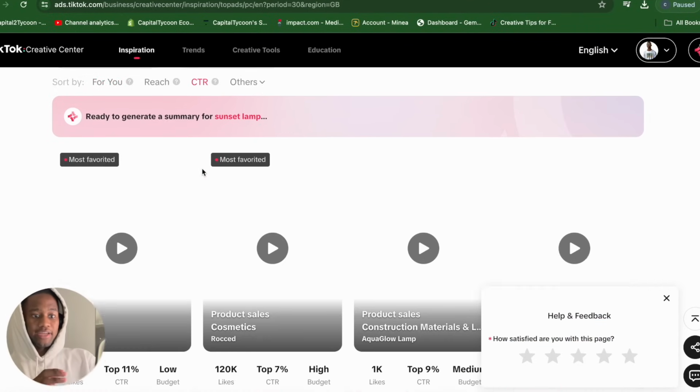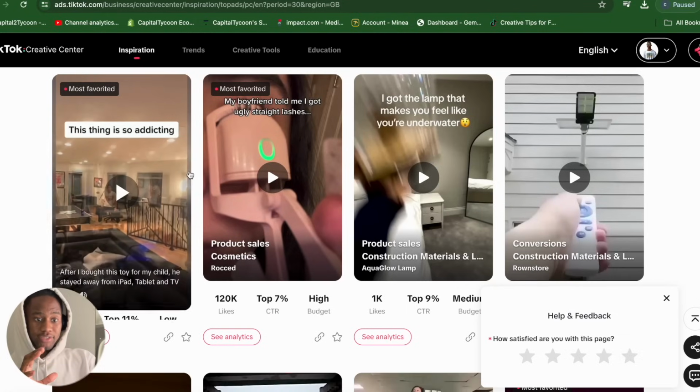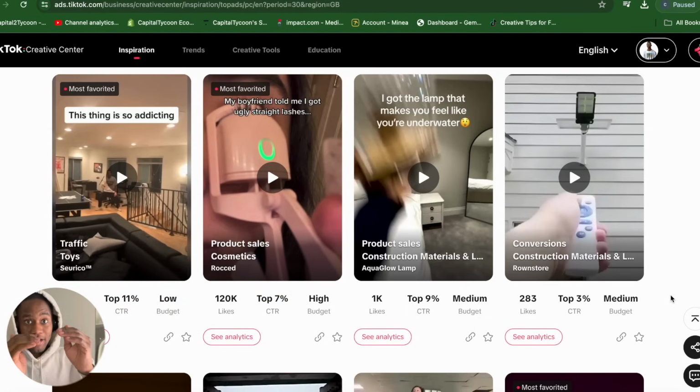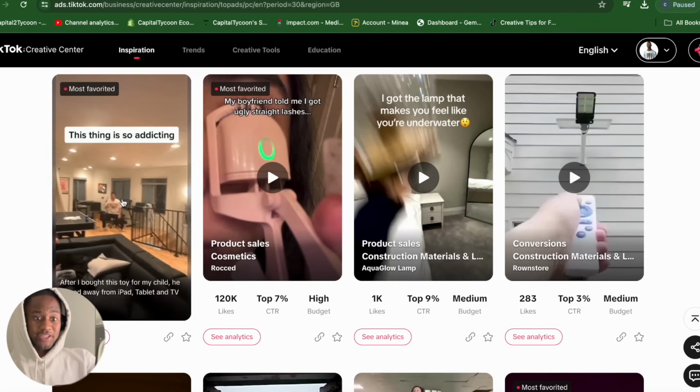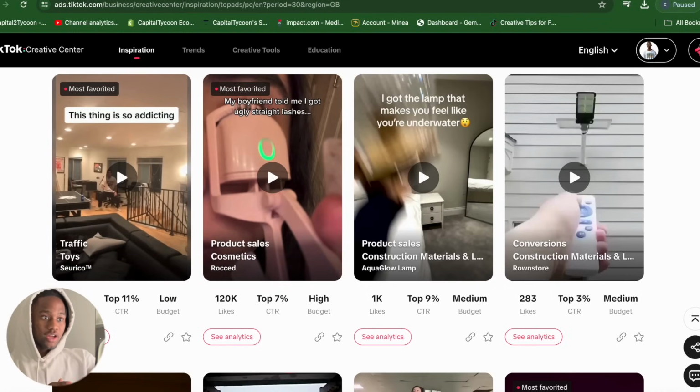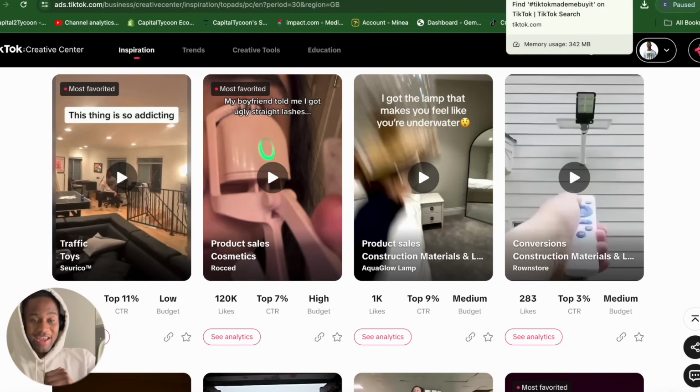And then what you're going to be seeing are literally the best performing ads, because these are the top 7%, top 11%, top 9%. This is basically the 99th percentile, the best ads on the platform. What you're going to do is find whatever ad you like from whatever product, then go to TikTok, find the exact same product, and replicate those ads frame by frame. I'm talking frame by frame. And then you're going to run those ads.